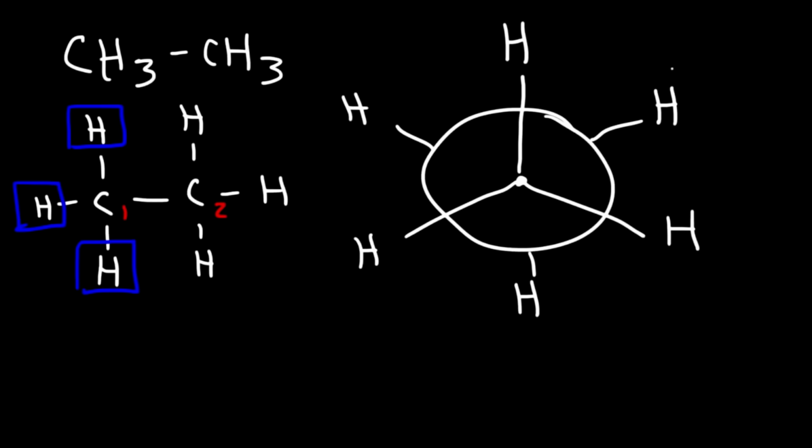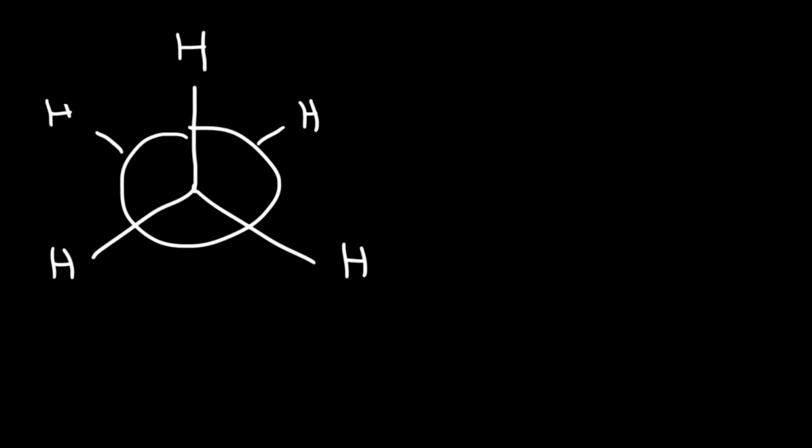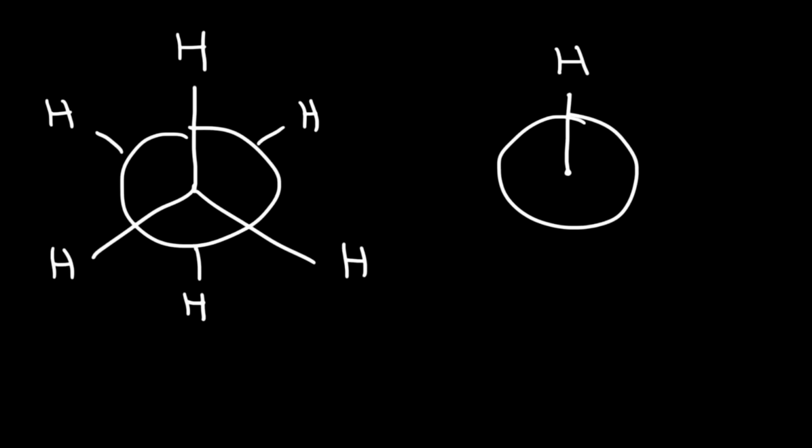Now, one thing we could do is rotate the C1-C2 bond such that this hydrogen is directly behind that one. So it's going to be eclipsed in it. So there are 2 ways in which you can draw the Newman projection of ethane. You can draw it like this, the staggered conformation, or you can draw the eclipsed conformation. Which one do you think is more stable, the staggered conformation or the eclipsed conformation? The hydrogens in the back, I'm going to draw in red.